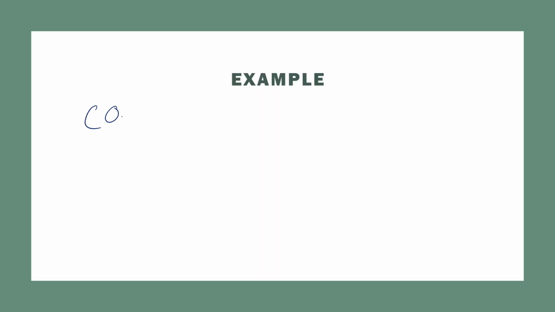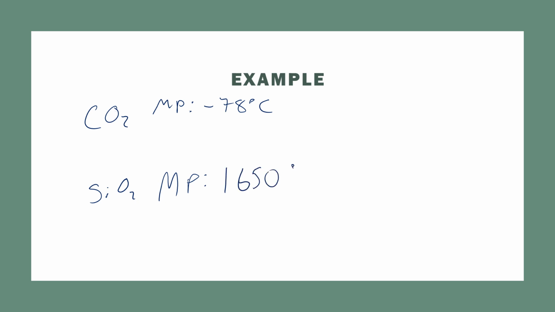Okay, so for an example, let's look at CO2 versus SiO2. They both have only nonmetals in the compound, but CO2 has a melting point of -78 degrees Celsius, whereas SiO2 has a melting point of 1650 degrees Celsius. And to explain that, the easiest way ever to explain melting points and boiling points is to look at their intermolecular forces.